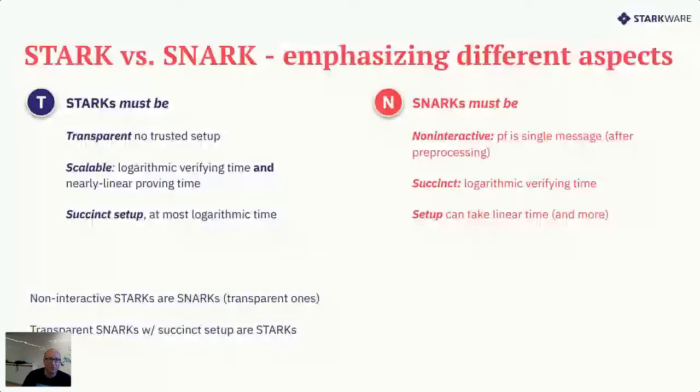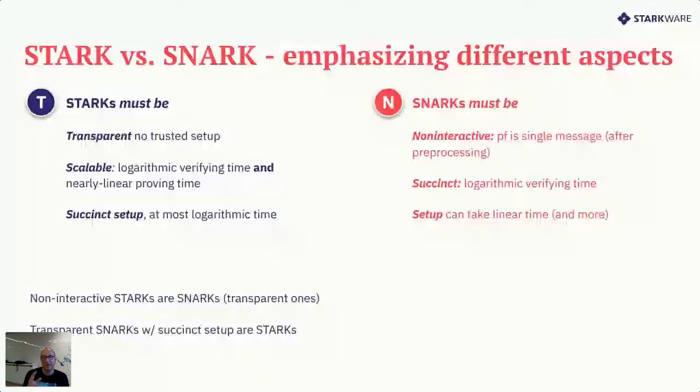Okay, so a Stark must be transparent, meaning no toxic waste, no trusted setup, period. They must be scalable, logarithmic verifying time, and quasi-linear proving time, close to linear proving time. Both of them must hold, and they must require a succinct setup. So whenever there is a setup, it must take at most logarithmic time in the amount of the computation. So a system that satisfies these three properties, or the emphasis is on these three properties, then we call it a Stark.